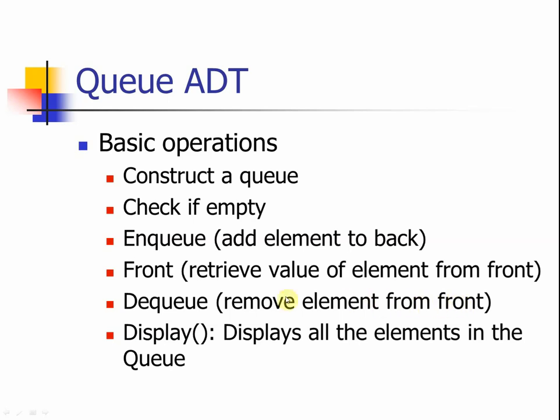Before we remove the item, we probably want to take a look at it. We want to print it out. We want to deal with the calculations of the items that we're about to dequeue, so we can do the front function, which means that we want to retrieve the value of the element from the front, of course. Display indicates you want to print out all the items that you have, usually from the front to the end of your queue.